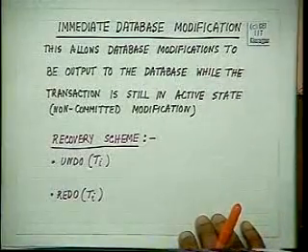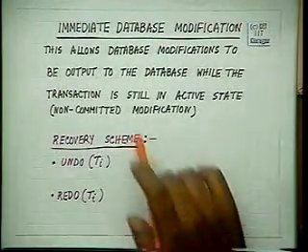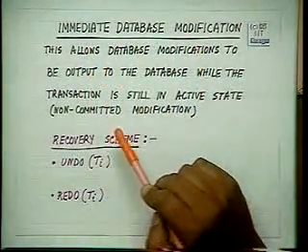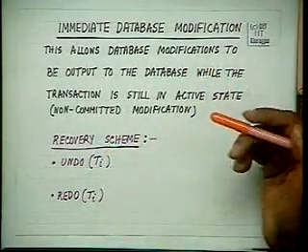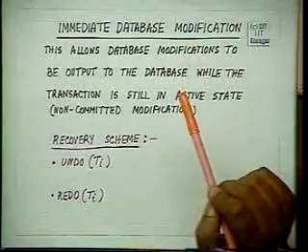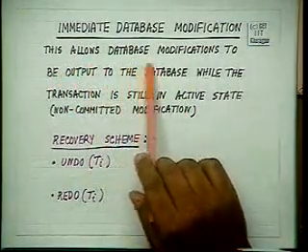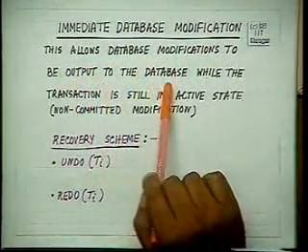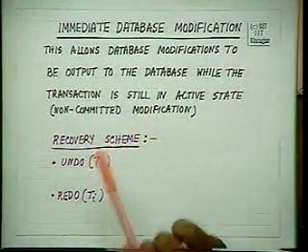The second alternative from deferred database modification is called immediate database modification. Especially for long run transactions, immediate database modification is a must. That is, it's a long run transaction when you must produce output and you must show something in between. Then immediate database modification becomes necessary. So immediate database modification allows database modifications to be output to the database while the transaction is still in active state, or non-committed modification is allowed.